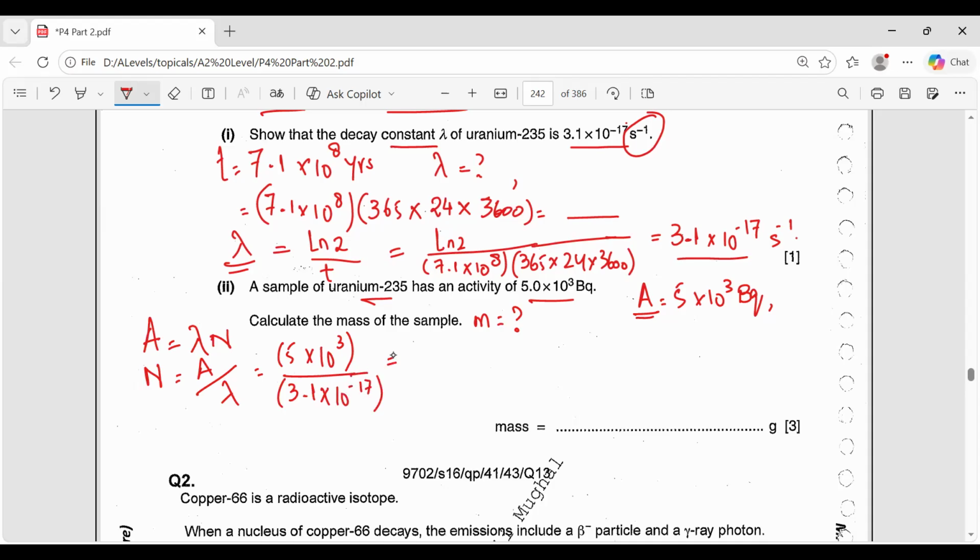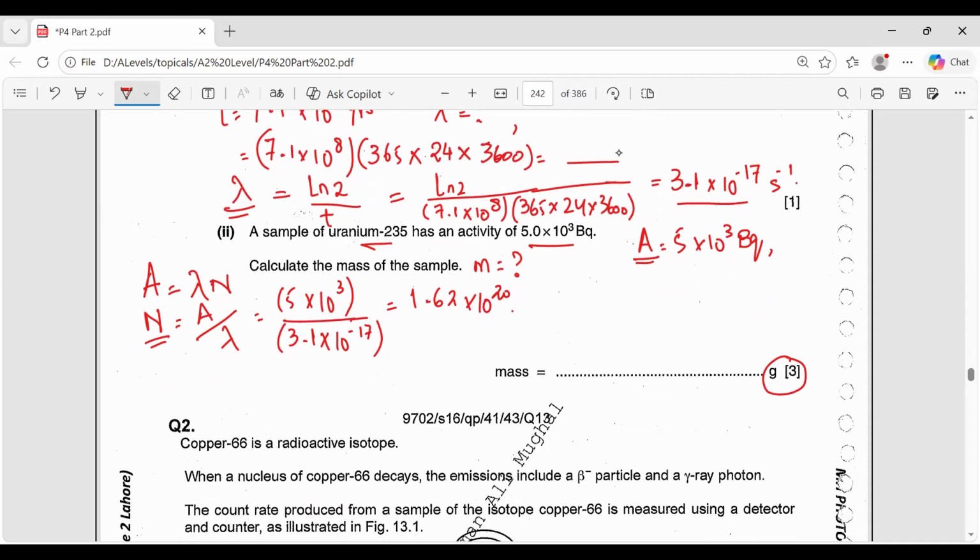Yes, student, can any one of you tell me what this N will be equal to? 1.62 into 10 power 20. 1.62 into 10 power 20 nuclei are there. Now these are the number of nuclei present in the sample. We have to find its mass in grams. We have to calculate its mass in grams. So how will this mass be found in grams?